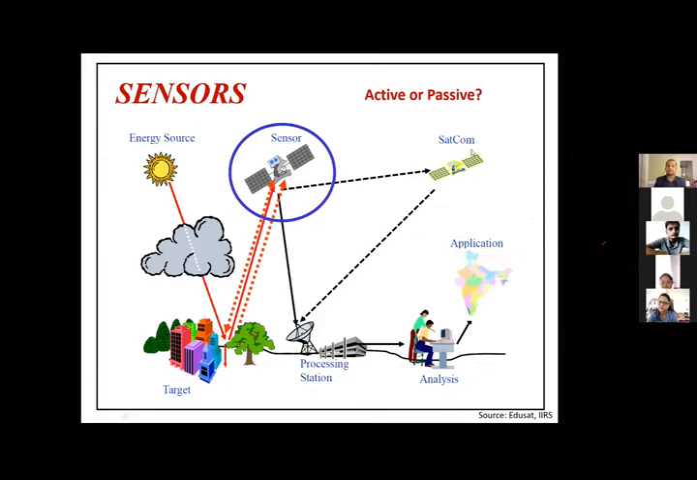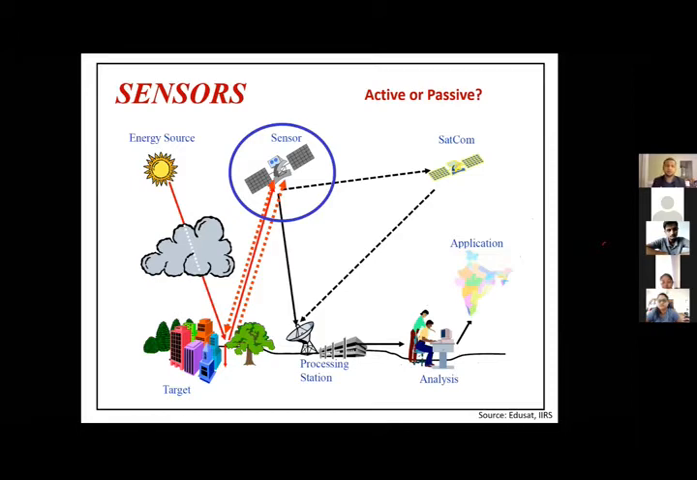Now, remote sensing can be broadly categorized into two types. One is active remote sensing, the other one is called passive remote sensing. I'm sure most of you are familiar. What does this mean? Active, let me quickly define you.